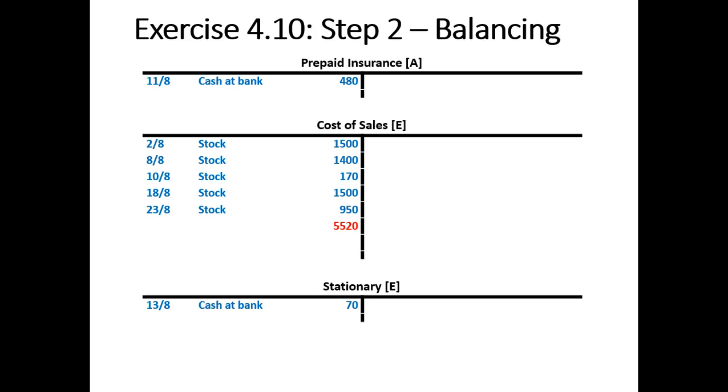Cost of sales, they're all debits, so that's a total of 5,520. Transfer it over, subtract away the difference of 0 in this case, and carry that balance forward. And stationery we don't need to balance given that there's only one entry.